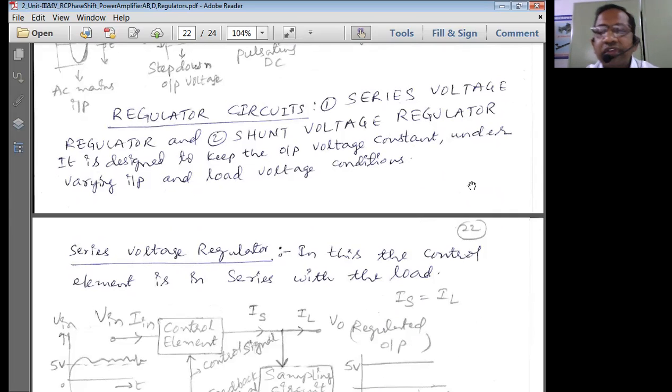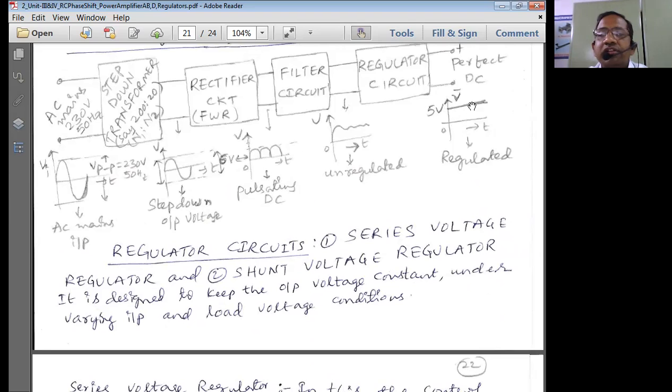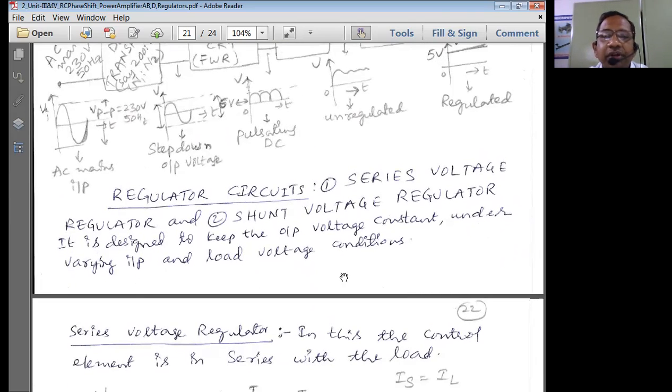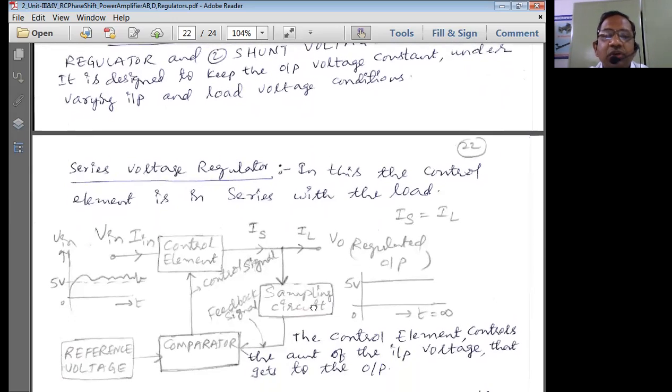So why do we use a regulator? It is normally designed to keep the output voltage constant. This is what we are showing: the output voltage is constant. DC means what? Constant voltage under varying input and load conditions. So the load and voltage conditions, this is what we have discussed.